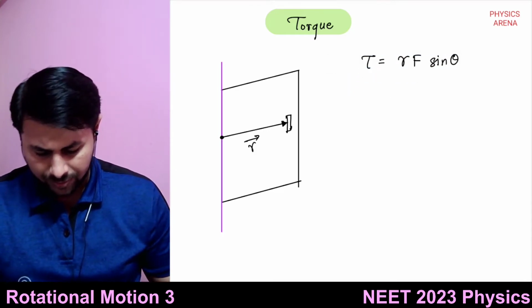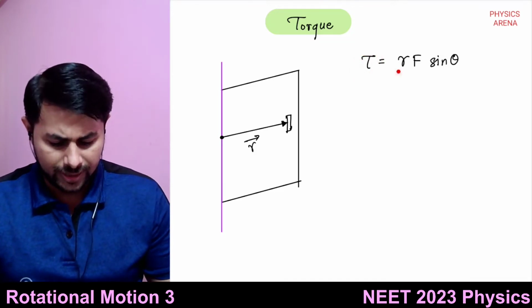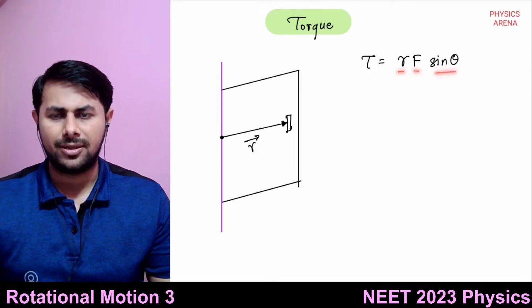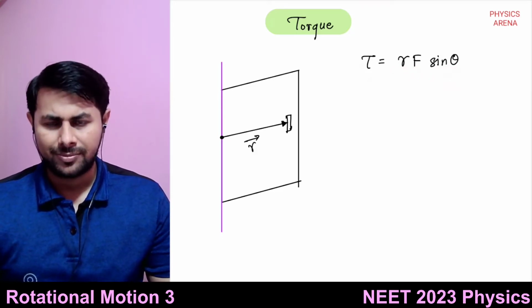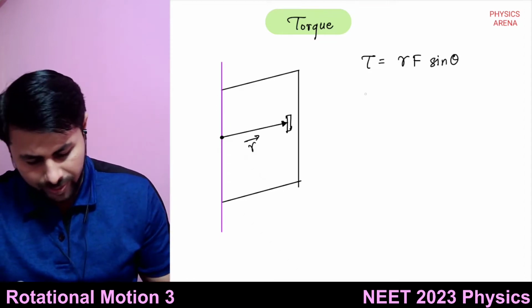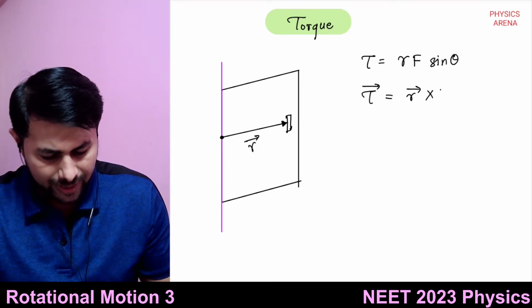Now this tells you that this would be a vector quantity, because r times f multiplied by sine of theta is the magnitude of the vector product between r and f, right? So torque is the vector product of r and f.